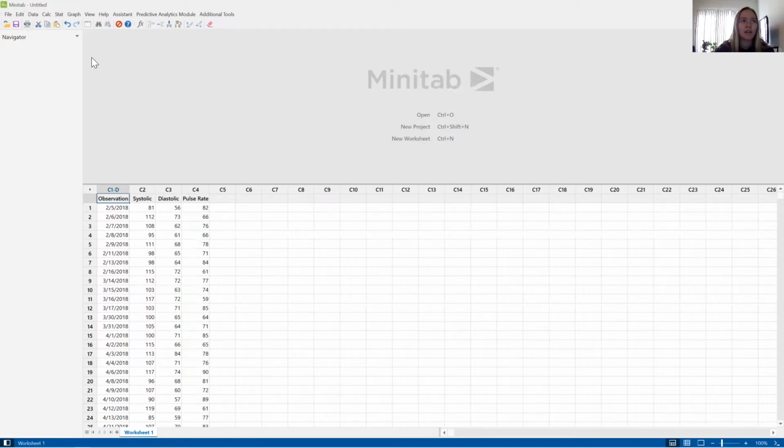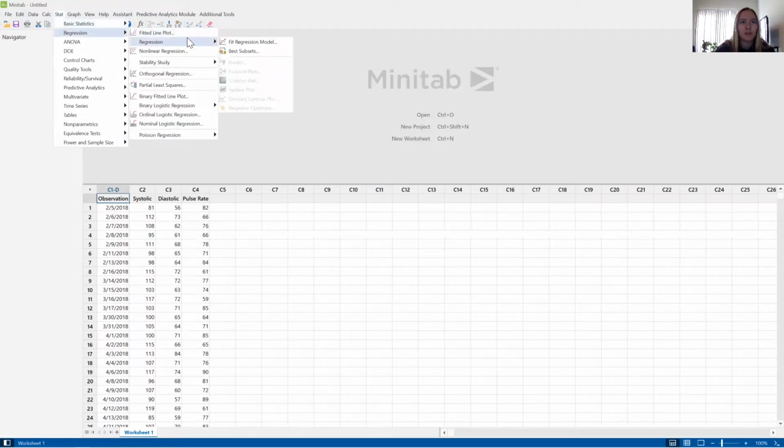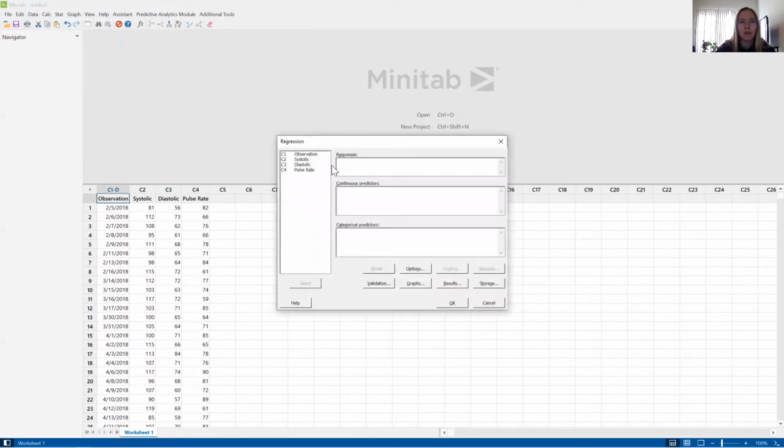And we can go ahead and create a linear regression model by going to the top panel and choosing Stat, Regression, Fit Regression Model. In here we see responses, continuous predictors, and categorical predictors. In our responses, this is going to be our Y value, and we're looking for systolic blood pressure to be our response. For continuous predictors, we have two. These are the X values. And we have diastolic blood pressure and pulse rate.